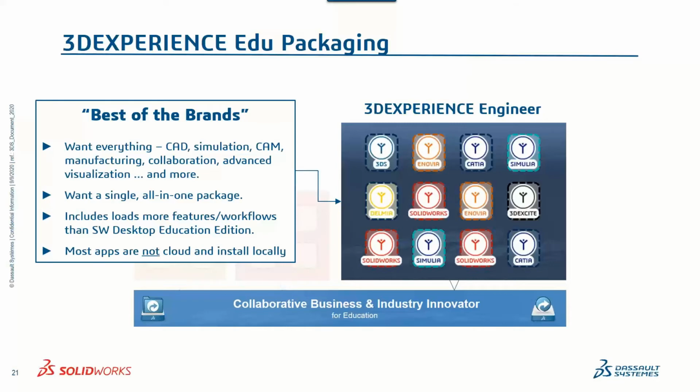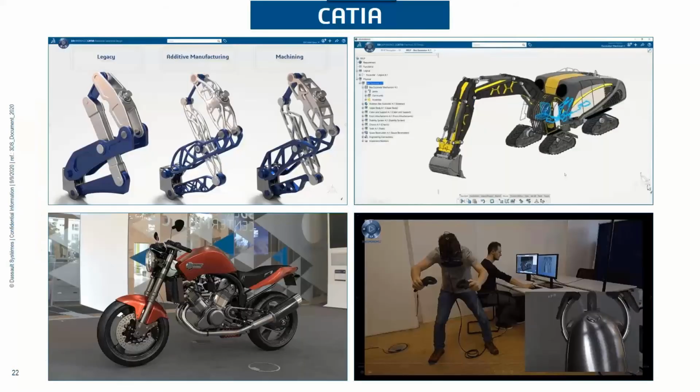You've got 3D CAD, advanced CAD with CATIA. You have all this simulation coming from Simulia, lots of CAM, manufacturing, advanced collaboration, even rendering and virtual reality, and so much more. And this includes loads more features and workflows than our SOLIDWORKS Desktop Education Edition has, especially with those advanced 3D modeling apps within CATIA and the advanced simulation within Simulia. So let's look at some of those briefly.